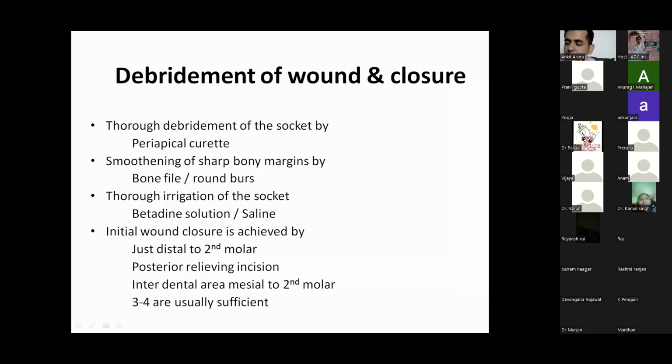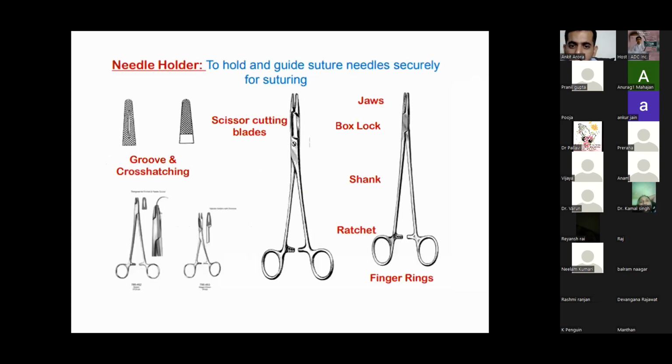And if at all there is a pocket, then you need to properly make sure that there is no pocket in and around 7. Otherwise after 15 days or a month, डॉक्टर साहब आपने सर्जरी तो बहुत अच्छी करी थी लेकिन खाना अभी भी फंसता है और पिछले 2 साल से फंस ही रहा है. Okay, because we didn't pay much attention to the detail कि suture भी उतना important है जितना आपका third molar निकालना है. Okay, posterior relieving incision आपको अच्छे से देना है. Interdental area mesial to second molar, and 3 to 4 sutures are usually sufficient. Let us see a video of that also so that you can understand what I am up to.